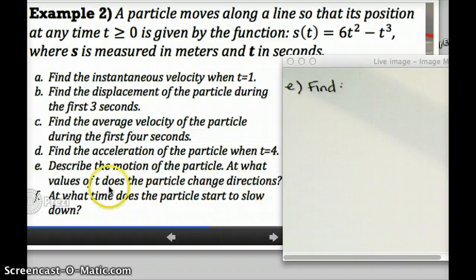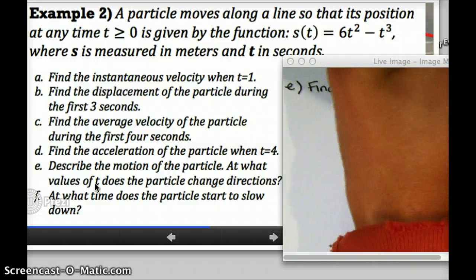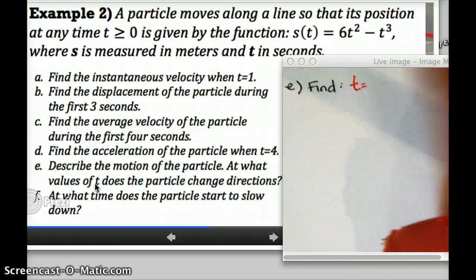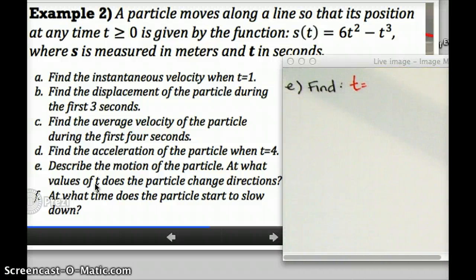So that looks like I'm looking for time. But remember that I said when you're looking for time, you have to do some more reading, because it could be that you're looking for time and you're going to use the original function, or you might be using the position function or the acceleration function. So if I keep reading, it says not just at what values of t, but at what time does the particle change directions?